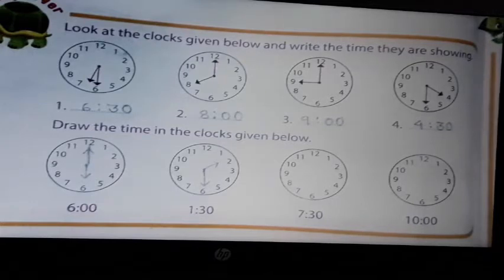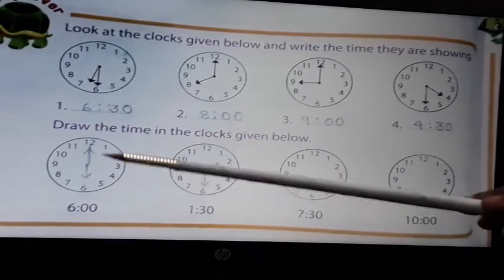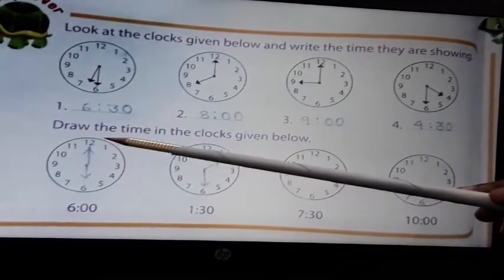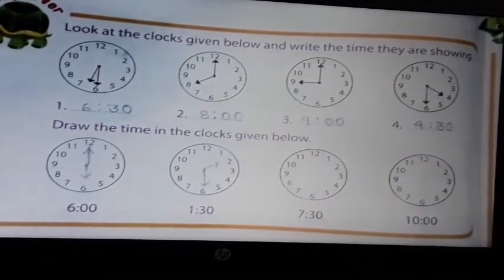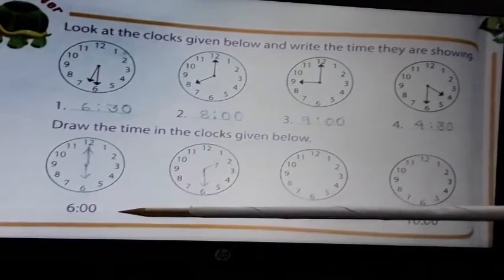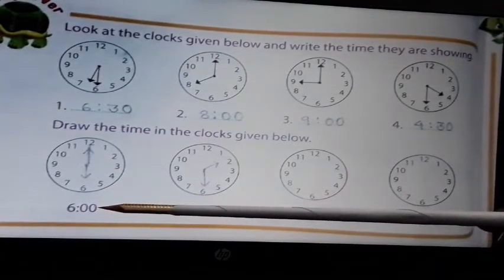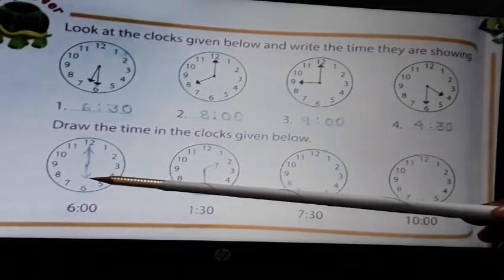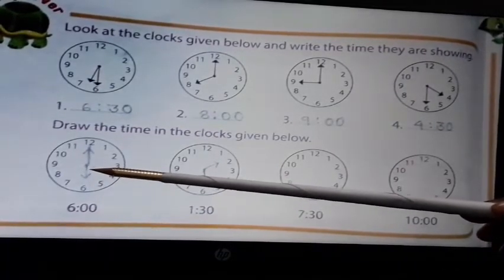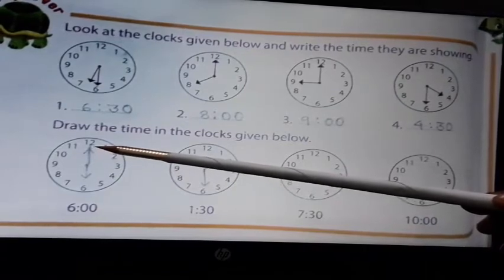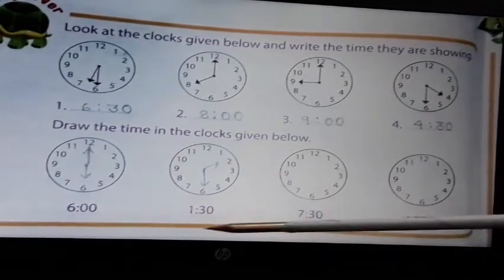Now see second question. Draw the time in the clocks given below. We have to draw both the hands of the clocks, the hour hand and the minute hand. See, the first question is 6 o'clock. So where will be the hour hand? The hour hand will show towards 6 and the minute hand will be at 12. So this is 6 o'clock.